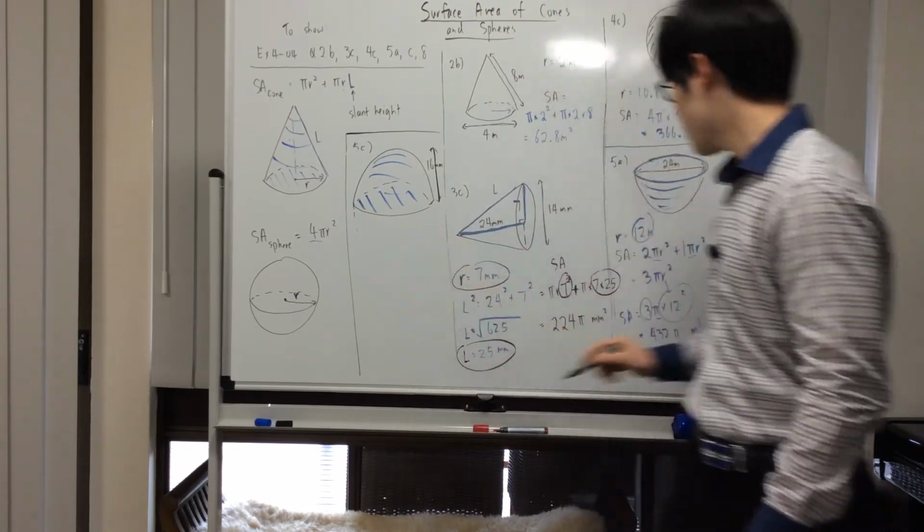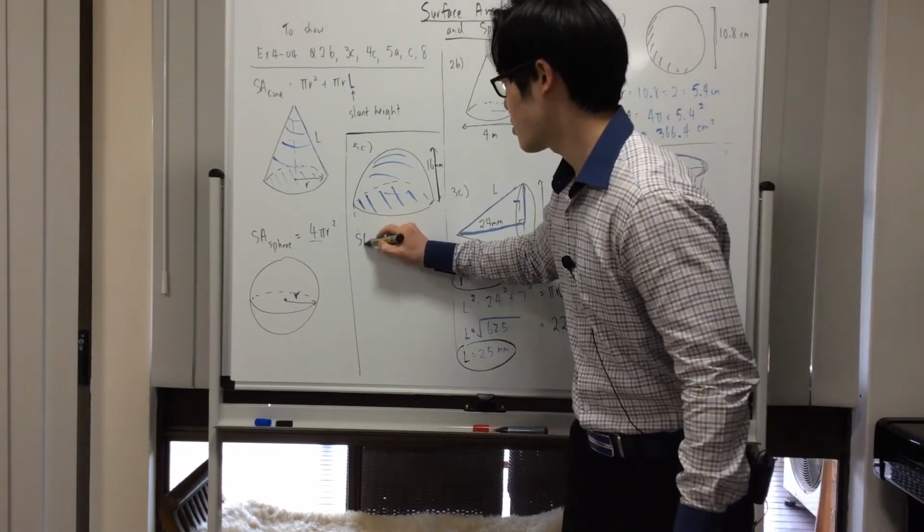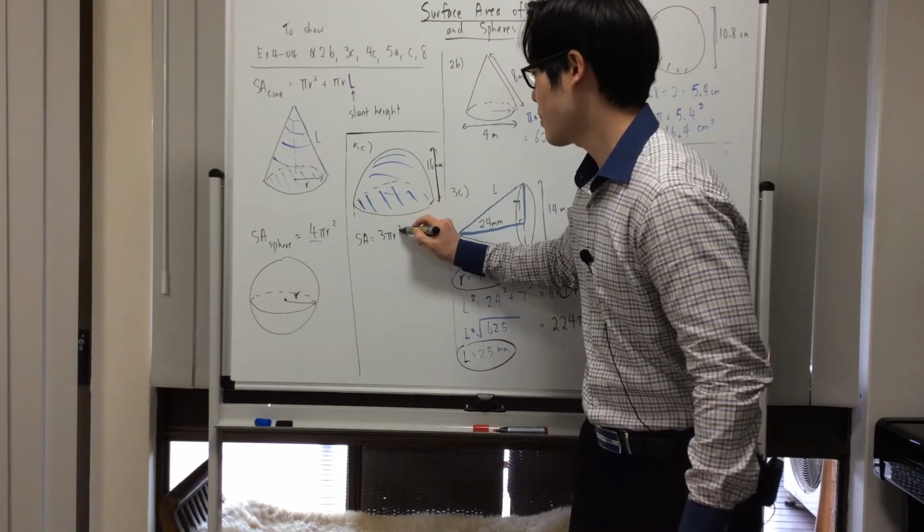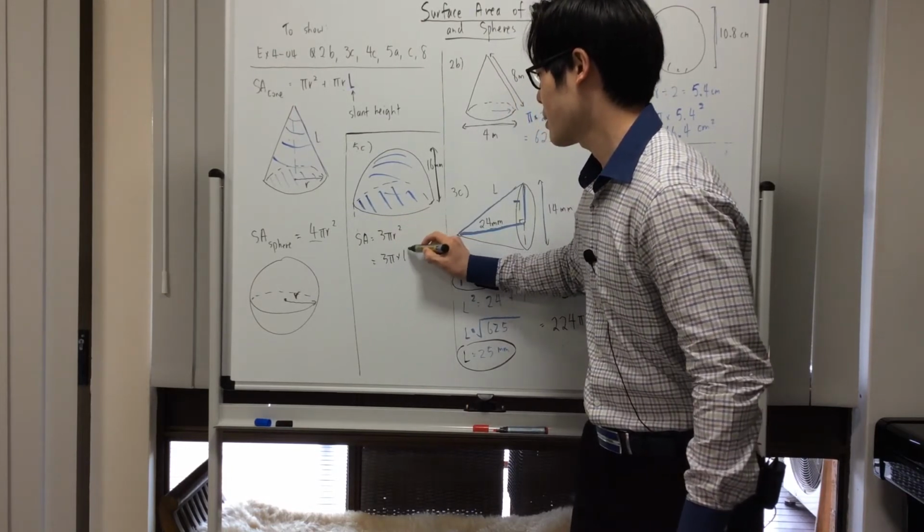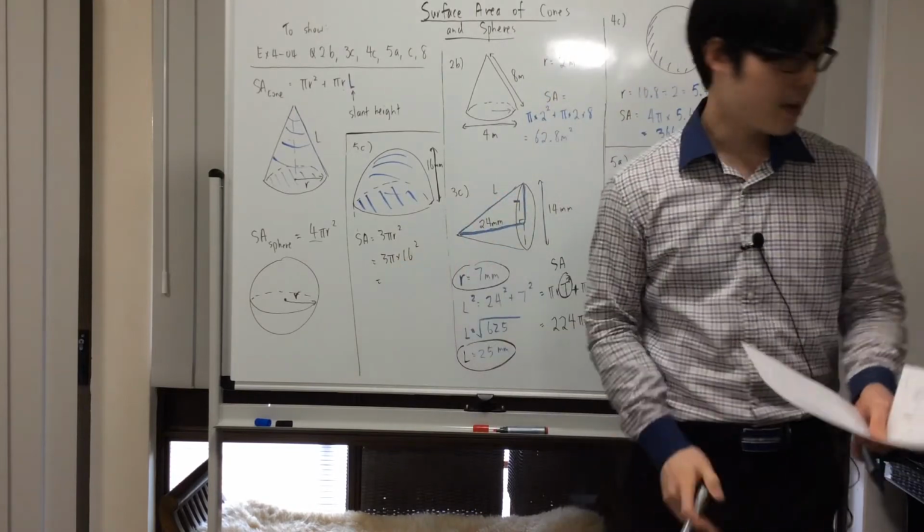And then you basically have to do the same thing here. Just plug it in here. 3 pi r squared, like we established. It's just 3 pi times 16 squared. And that should give you the answer. Okay?